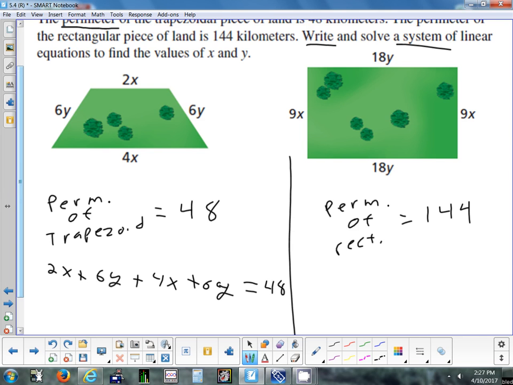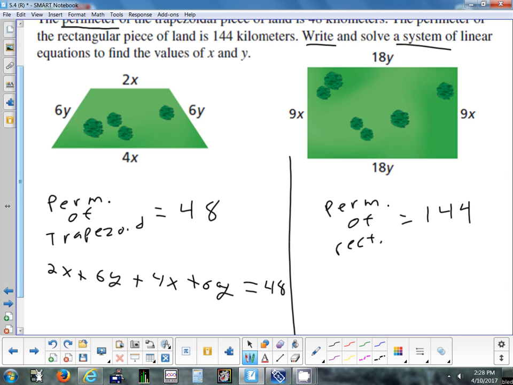What are the outside edges of the rectangle? Ashley? 9x? What else? Another 9x? And another 18y. That's what makes it a rectangle. You have each side twice.